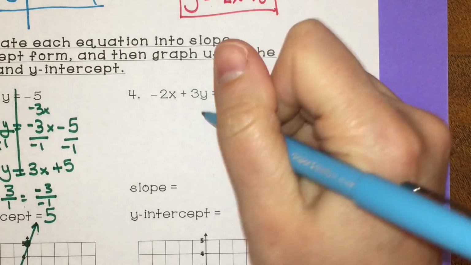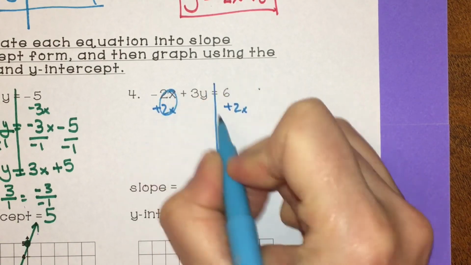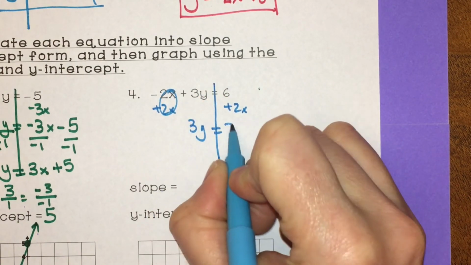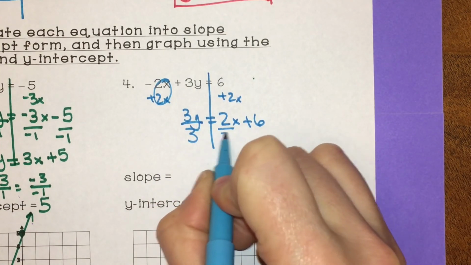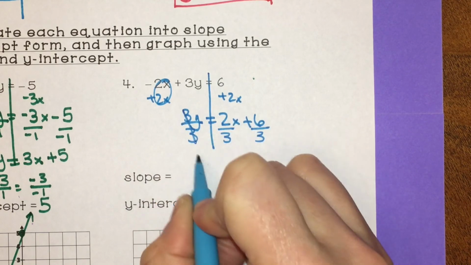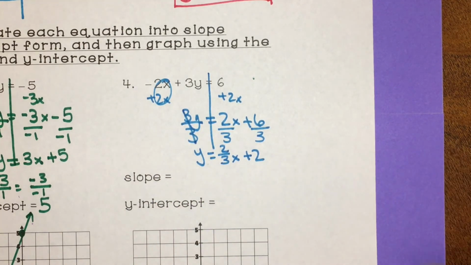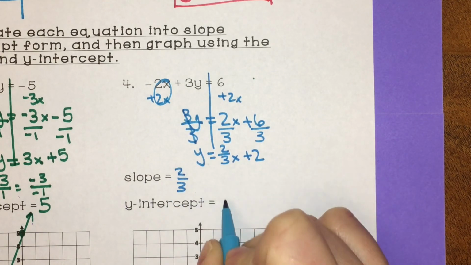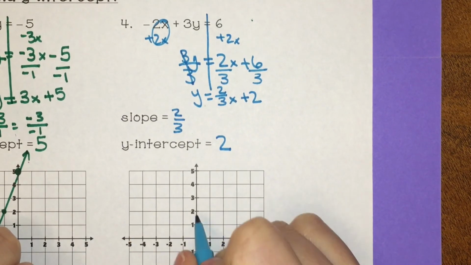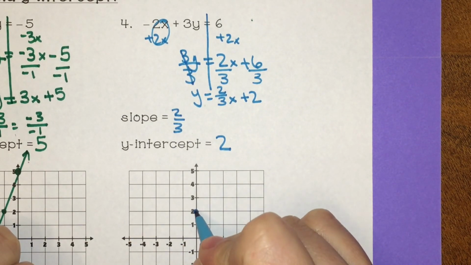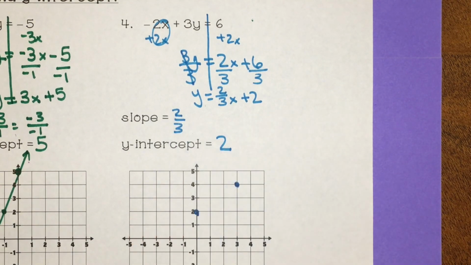Okay, last one. Add 2x to both sides, and I get 3y equals 2x plus 6. I'm going to divide everything by 3. We have y equals 2/3 x plus 2. So my slope is 2/3, my y-intercept 2, meaning my graph goes through the y-axis at 2, and from there I'm going to rise 2, run 3 using my slope.